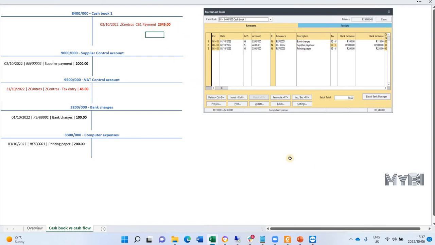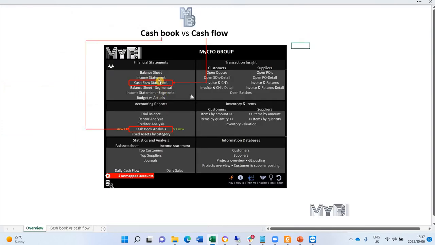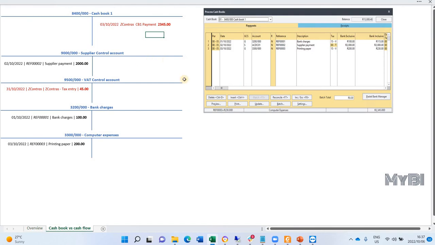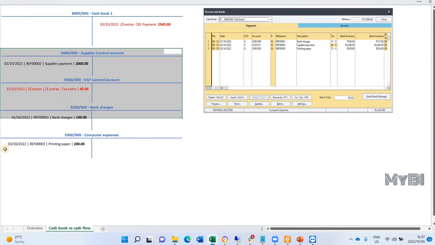All right, so now what is the difference, back to the question, between the cash flow statement and the cash book analysis? The cash book analysis looks into this account only and says what was processed to the control account. So that's nice for reconciliation purposes. The cash flow statement looks at everything else, so everything outside of the cash book.